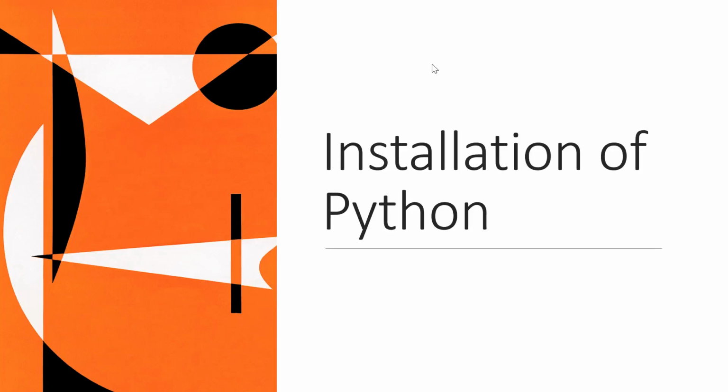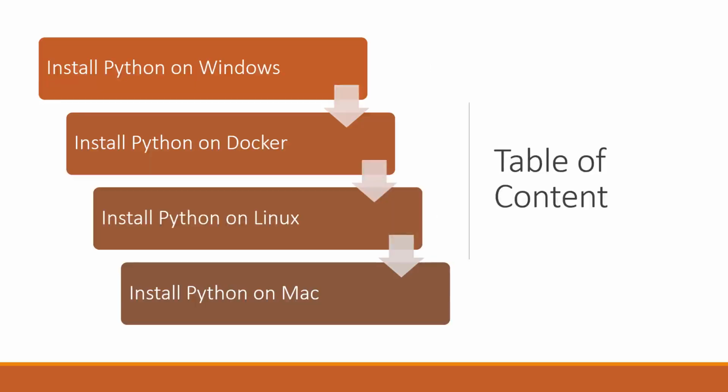In this video, we will understand how we can install Python on different operating systems. We start off by understanding how we can install Python on Windows operating system. Then we will also discuss how we can install Python on Linux, and for this, we will be using the Ubuntu Linux distribution. After this, we will discuss how we can install Python on Docker. And in the end, we will understand how we can install Python on Mac operating system. So without any further delay, let's start off with the very first topic.